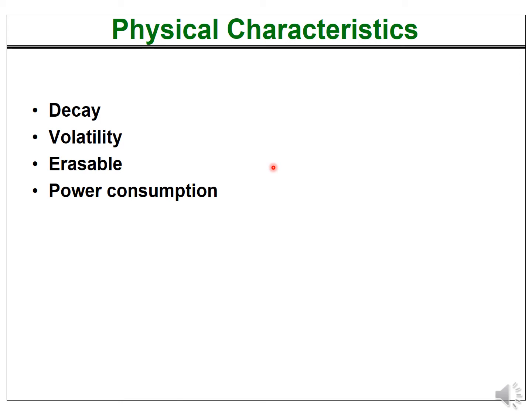Then volatility. What does volatility mean? It is the capability of a memory to hold on to the data in the absence of power. Now we all know that RAM has this characteristic that whatever data is stored on the RAM, that data is lost as soon as the power is turned off. That property is called volatility. Now RAM is the memory which is volatile. ROM or your CD or your pen drive or your hard disk, they are all non-volatile devices.